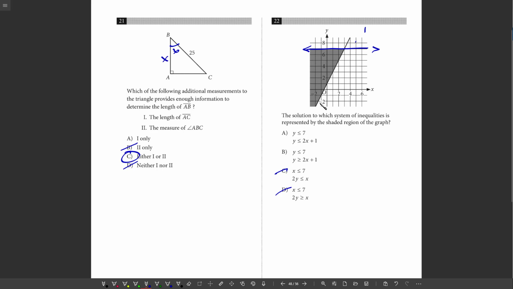So here's my other line. It's going to have to be y equals 2x plus 1. And this has been shaded above the line, which means it's got to be greater than or equal to. And so that gets me choice B, which matches both of the inequalities to that shading and to the solution of the system. So 22 is B.